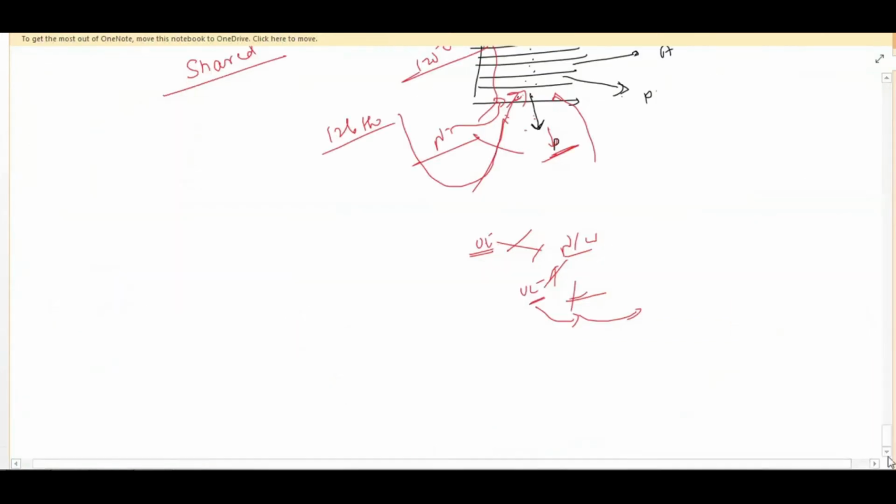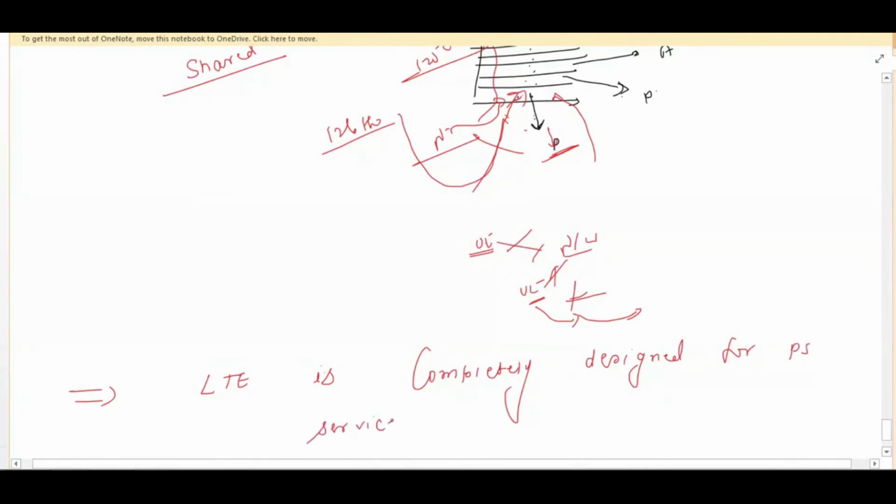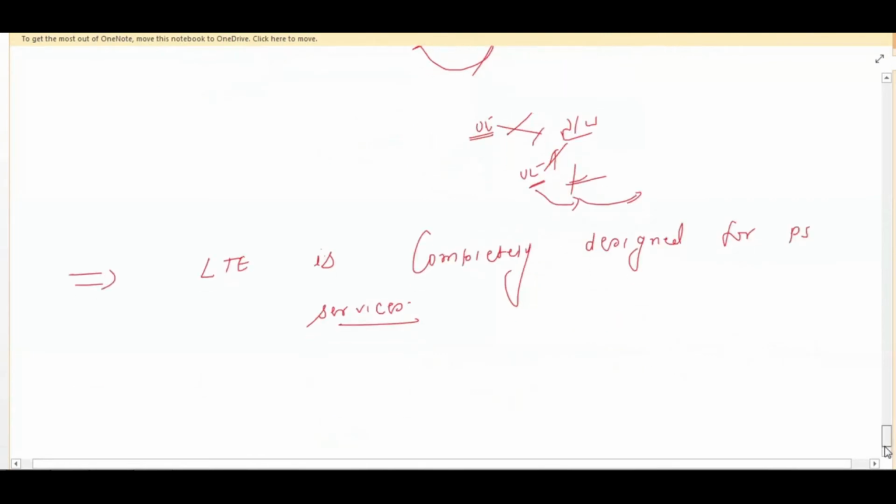So the first point we can say is LTE is completely designed for PS services. But again, it does not mean that you cannot make a voice call with LTE. You can, with different solutions. You have CSFB, you have SRVCC, we have IMS, IP multimedia subsystem, which is more popularly known as VoLTE. So we have different solutions for voice, but LTE is completely designed for PS services.